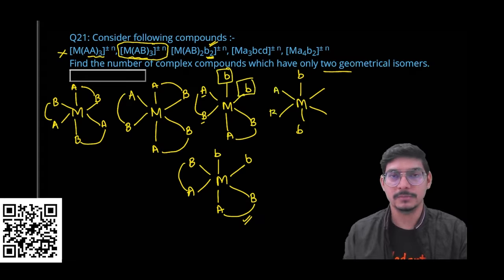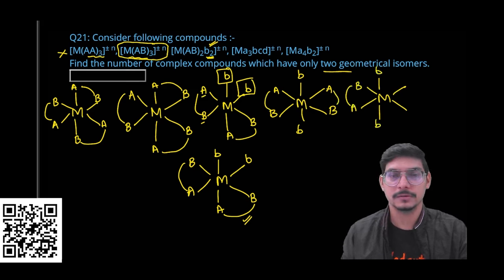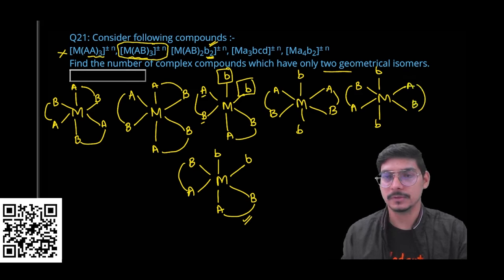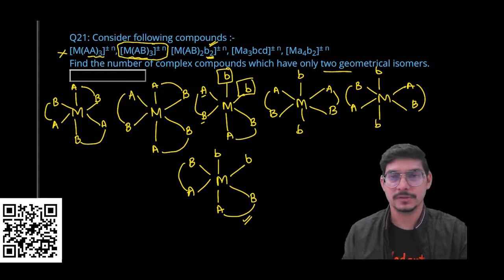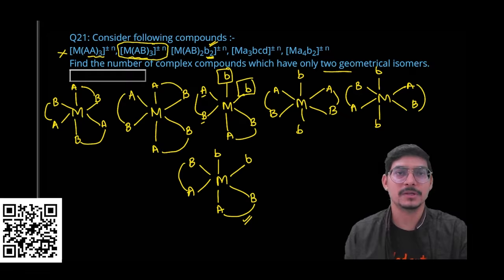Now we can put AB like this, that is both A are cis and both B are cis, or we can interchange one. For example, we can put A here and B here, right? In this case, you can see that A is trans with respect to each other as well as B is also trans with respect to each other. So for the trans isomer of B, there are 2 more geometrical isomers, which means there are a total of 5 geometrical isomers, and hence this option is ruled out.